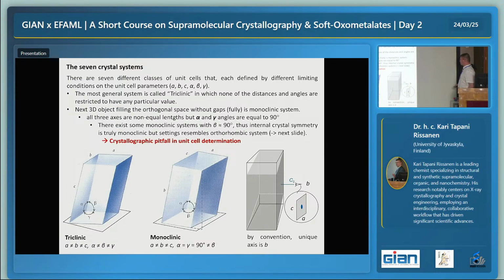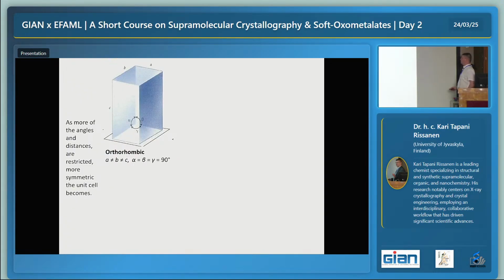Then the idea, okay, this is just the conversion of these things. Don't worry about this. But now the next one is that A, B, and C are all different, but all the angles are the same. So we call this system an orthorhombic system. This is like a box, but in a box, all the angles are 90, but A, B, and C are different. This is also very common.